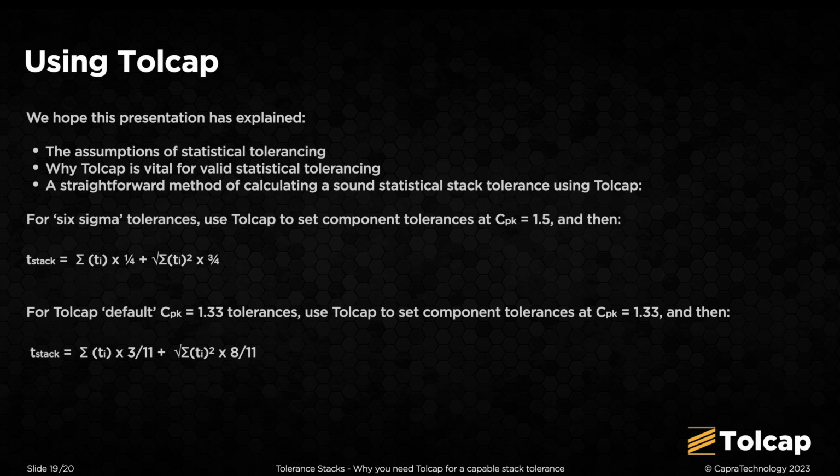But for the TOLCAP default, CPK equals 1.33, use TOLCAP to set component tolerances at CPK equals 1.33, and then the stack tolerance will be 3/11ths of the sum of the tolerances plus 8/11ths of the root sum square of the tolerances.